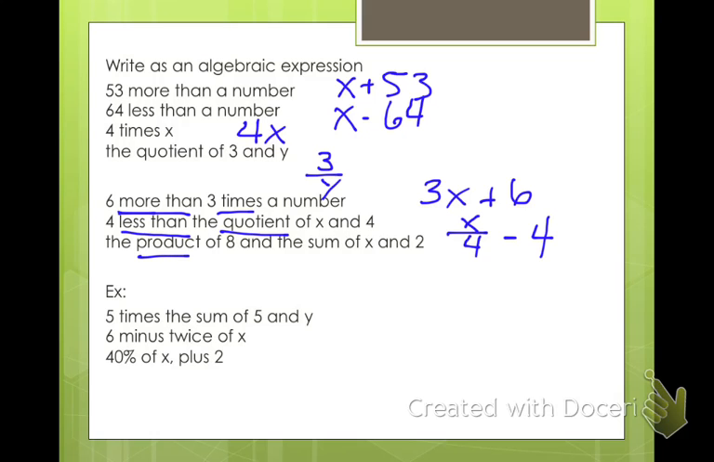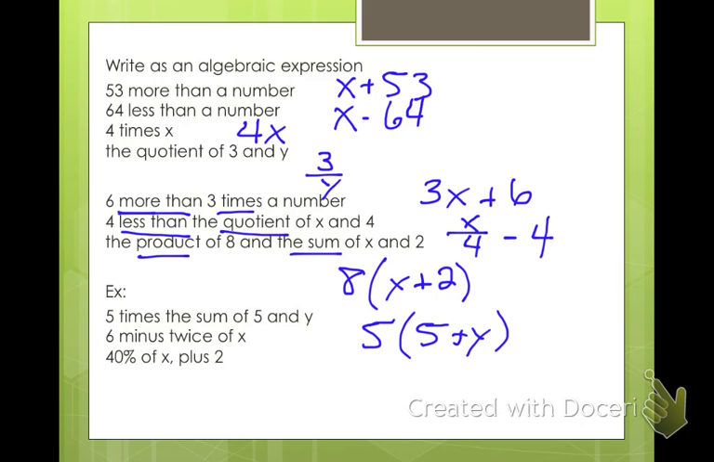And the last one is a product and sum, so multiplication and addition. This one's kind of tricky because it's the product of 8 and the sum of something. So you have to do 8 times, and then it's the sum of x plus 2. Have to use parentheses there. Down at the bottom, 5 times the sum of 5 and y, so 5 times parentheses 5 plus y. 6 minus twice x would be 6 minus 2x.